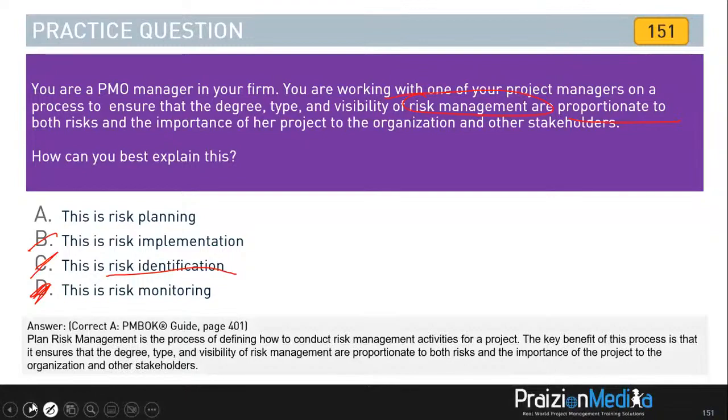Plan risk management is the process of defining how to conduct risk management activities for a project. The key benefit of this process is that it ensures that the degree, type, and visibility of risk management are proportionate to both risks and the importance of the project to the organization and other stakeholders. Let's move on to the next question.